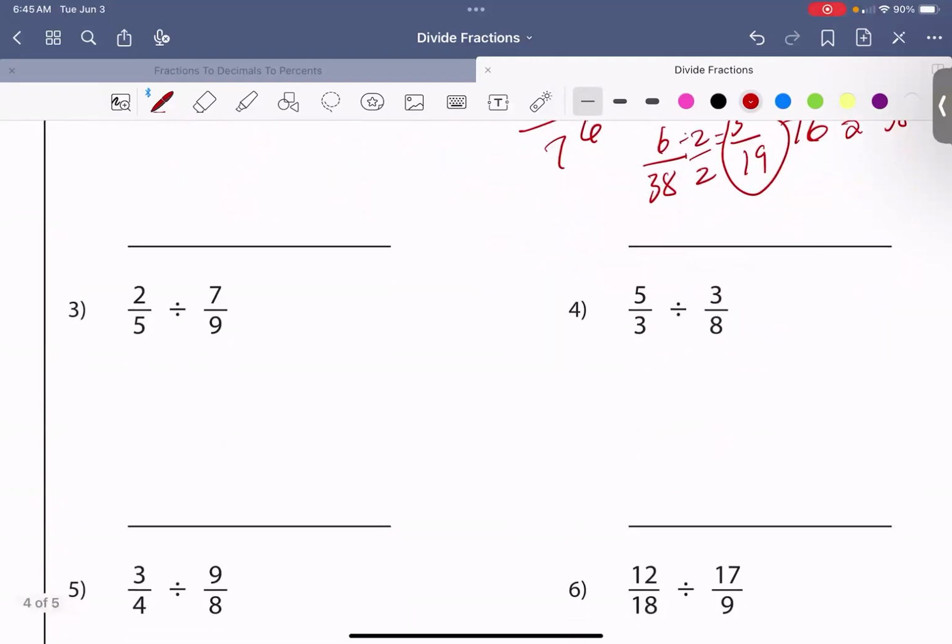Let's do a few more. So 2 over 5 divided by 7/9 becomes 2 over 5 times 9 over 7. 2 times 9 is 18. 5 times 7 is 35. They have no common factors, so that's our final answer.